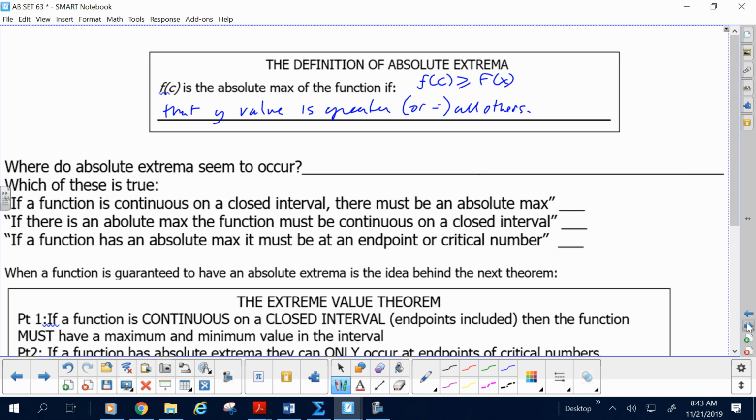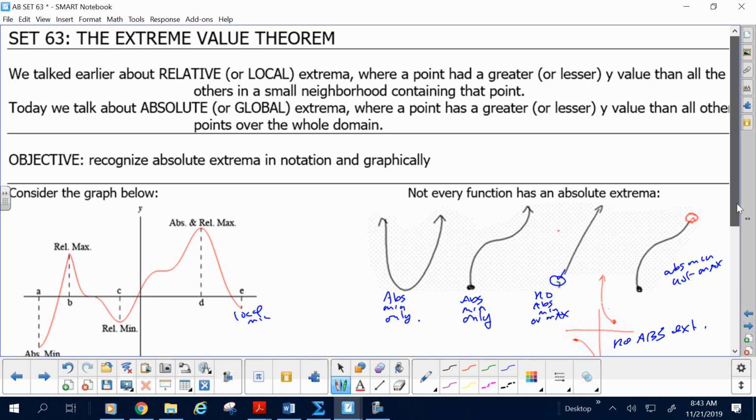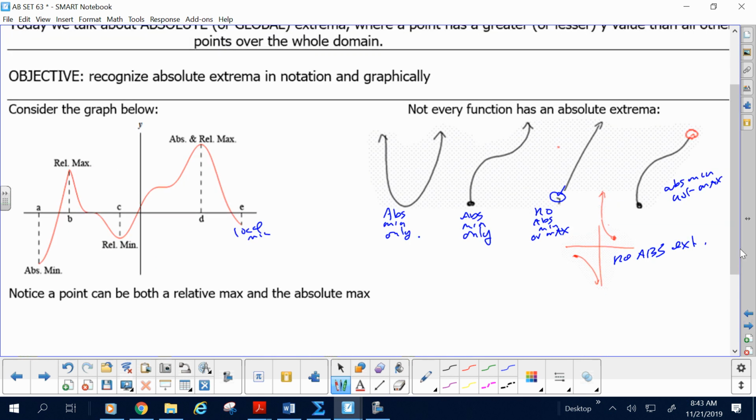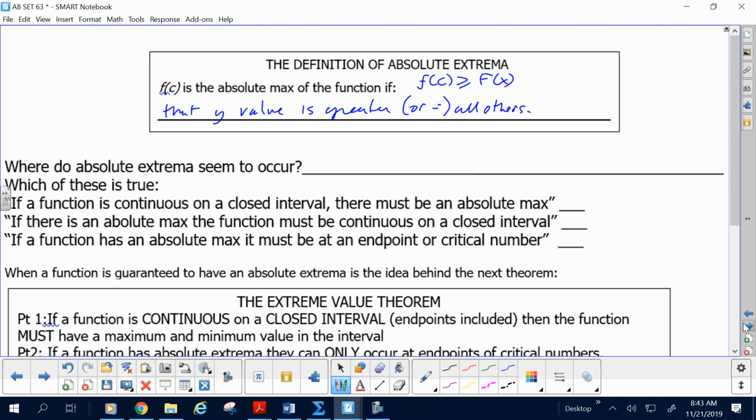Okay, looking back at those pictures, where do absolute extrema tend to occur? There's really two things that are special. What's one place an absolute extrema can be? An endpoint, okay? This is special because I cut it off there. Endpoint is one place an absolute extrema can be. Where else? Critical numbers. Beautiful, you nailed it. Critical numbers or endpoints. Those are the only places they can be. It has to have something special going for it.